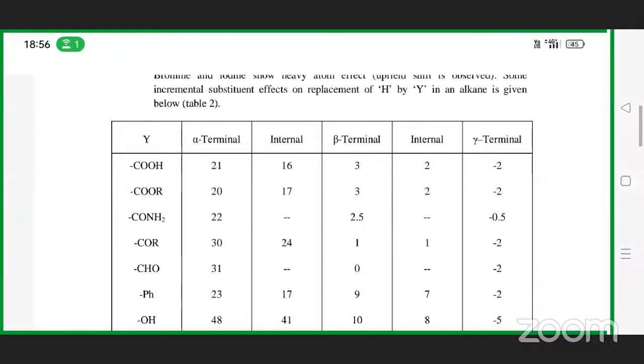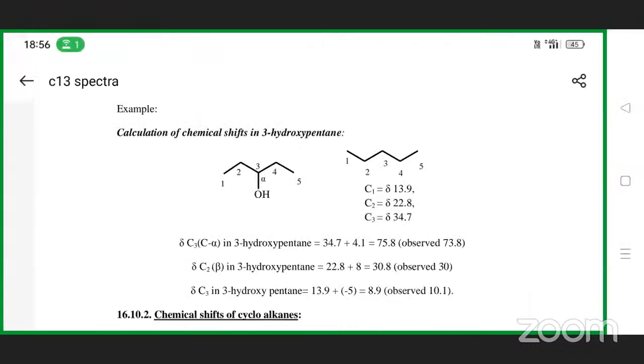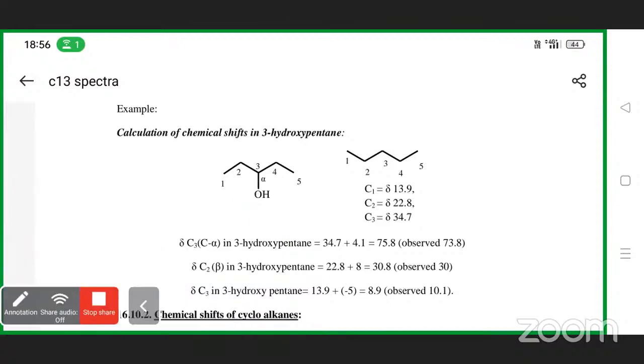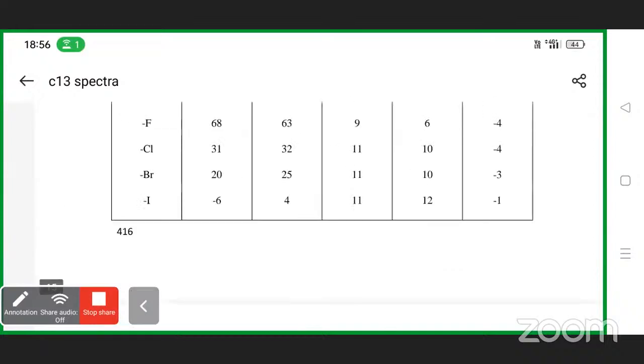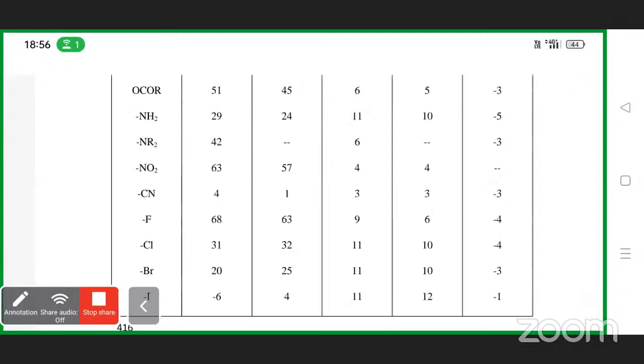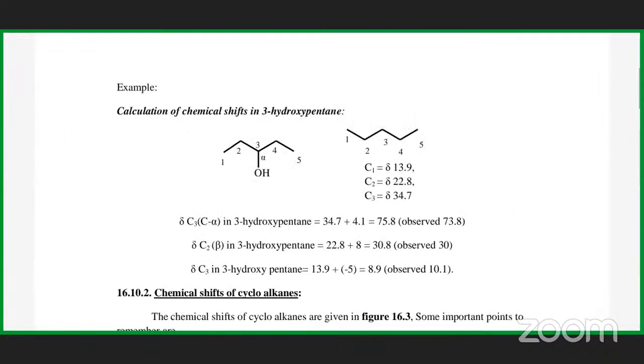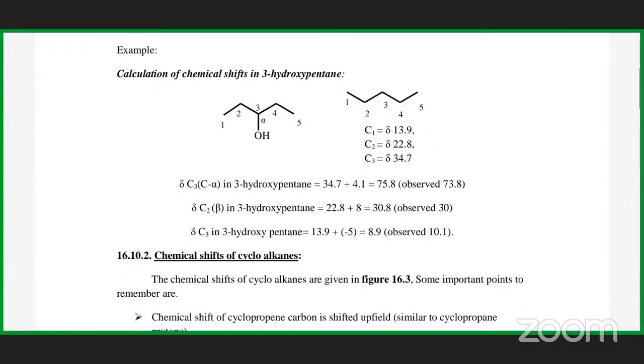We'll see one example, like 3-hydroxypentane. Here it is an internal hydroxy group, and for terminal it is 48. So we are taking this 3-hydroxypentane, and we got the 75.8 value.